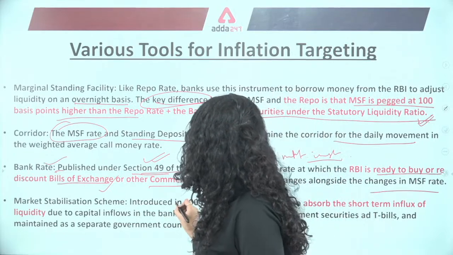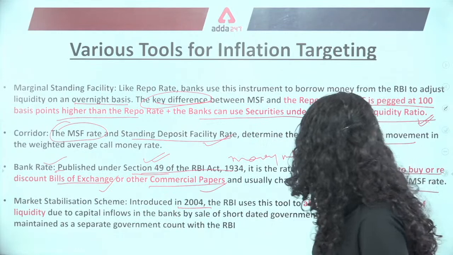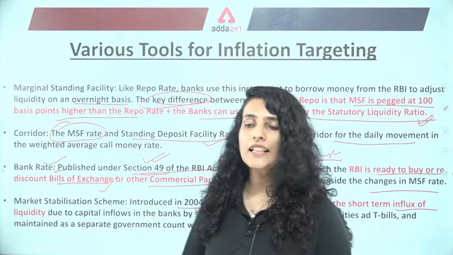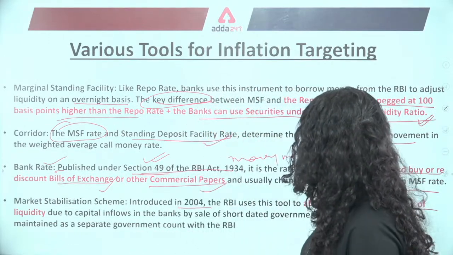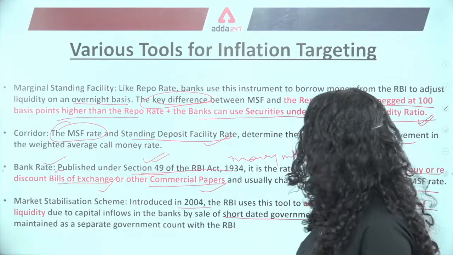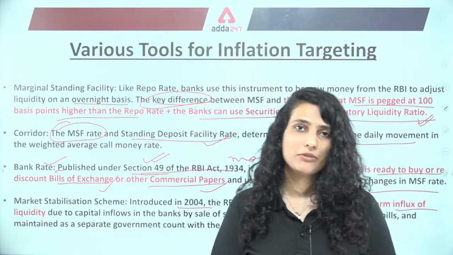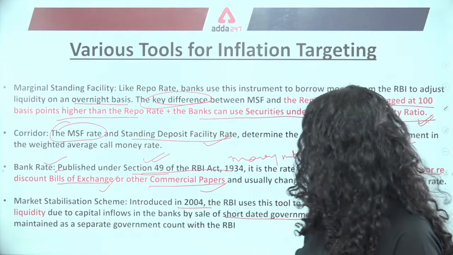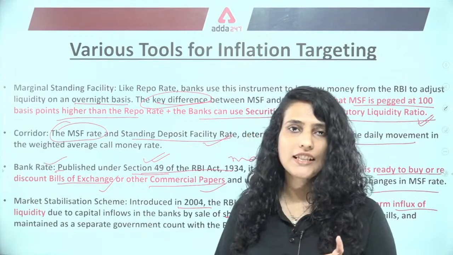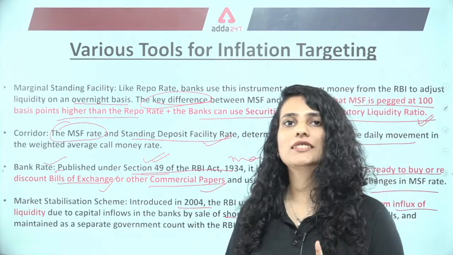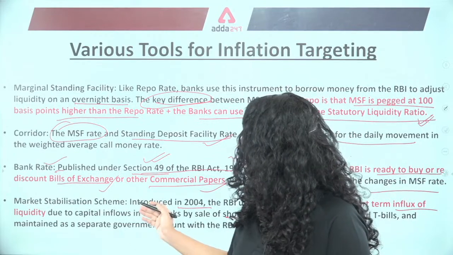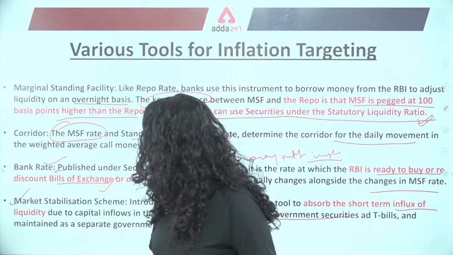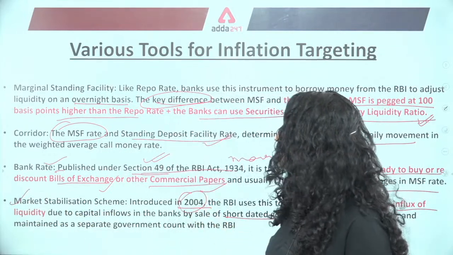Market stabilization scheme was introduced in the year 2004. Of course, this is also to absorb short-term influx of liquidity in the banking system by the RBI. Short dated government securities like T-bills, 91-day T-bills, 182-day and 364-day T-bills, through the sale and purchase, through the trading of T-bills, the RBI aims to achieve stabilization in the money market and interest rate. So that is why it is known as market stabilization scheme, and it was introduced in 2004.